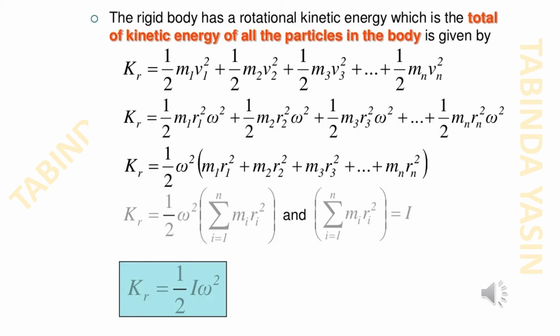Taking the common 1 over 2 omega square, we get Kr is equal to 1 over 2 omega square into m1 r1 square plus m2 r2 square plus m3 r3 square plus so on, that is plus mn rn square. So summing all the terms, we get Kr is equal to 1 over 2 omega square into summation i is equal to 1 to n mi ri square, and we know that the inertia I is equal to mr square. So the sum of all the particles' inertia terms, summation i is equal to 1 to n mi ri square, will be equal to capital I for all the particles. So we can write the rotational kinetic energy K is equal to 1 over 2 I omega square.